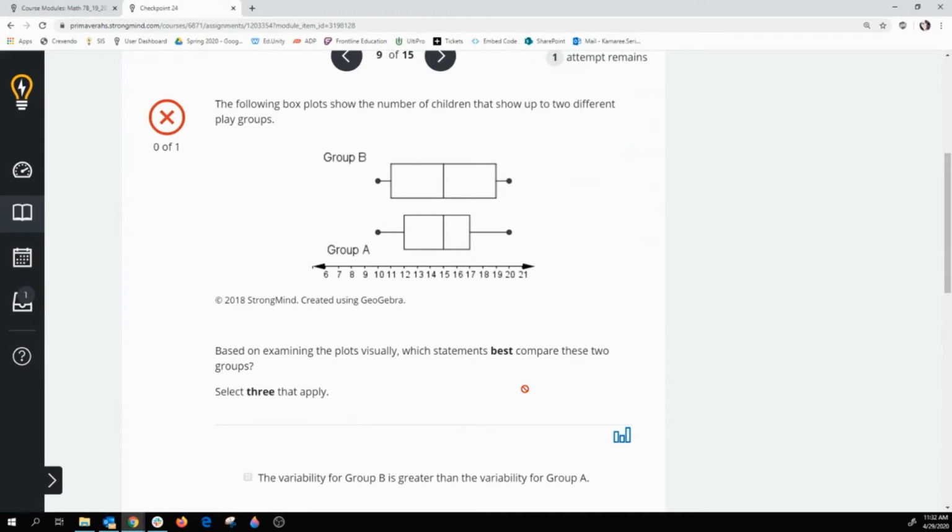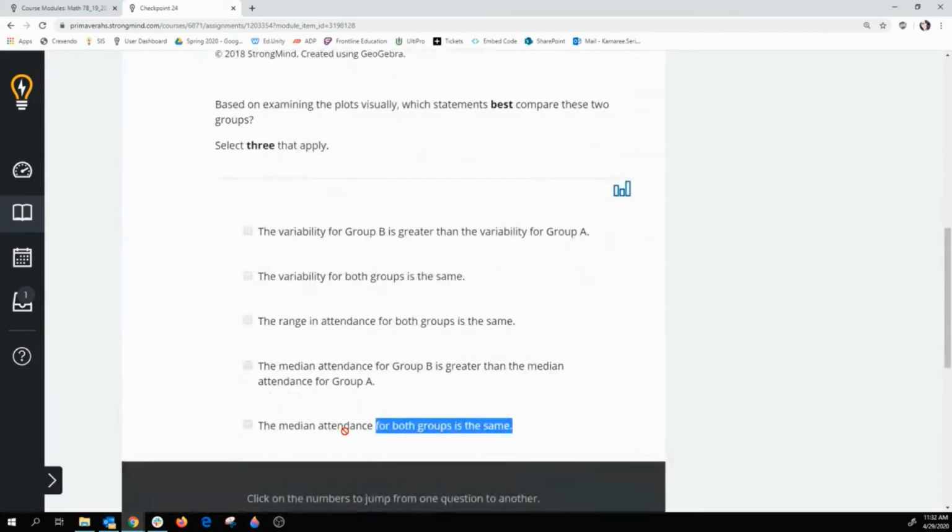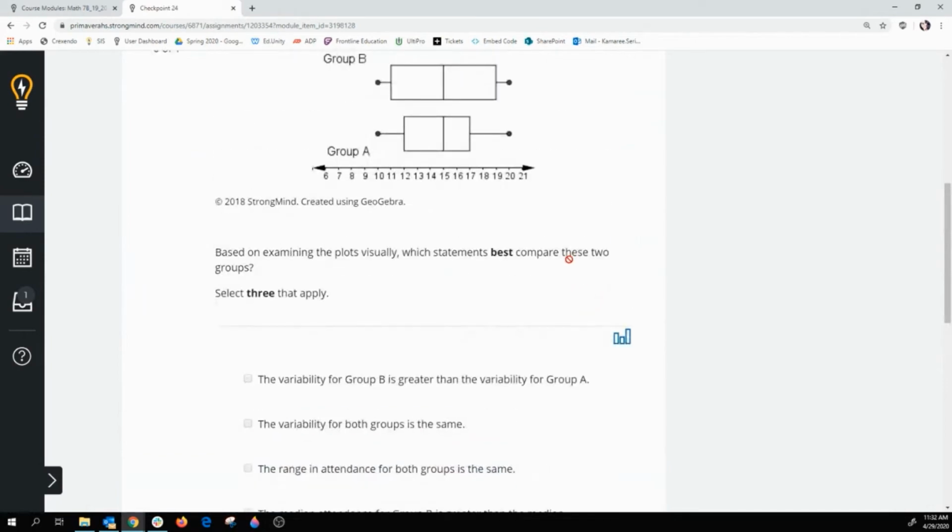Chelsea, Dawson, what do you guys think? Dawson also says that they're the same. So does Chelsea. I agree, right? They do line up and both of them are above 15. So the median for both groups will be the same. Let's look at the range. So if I look at the range for both of these, both of the dots also start above the same numbers, which means that the range for both of these should also be the same, right? They're both starting at 10 and they both end at 20. So the range for both groups in attendance will be the same.